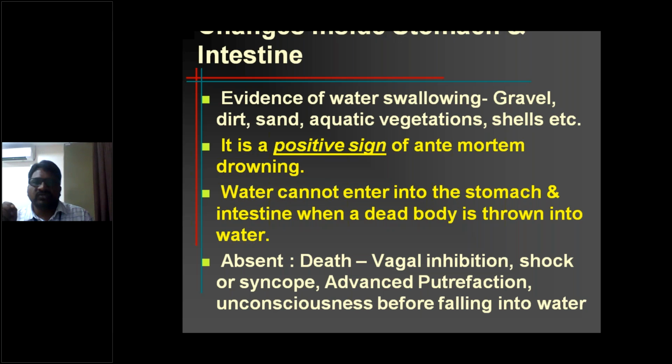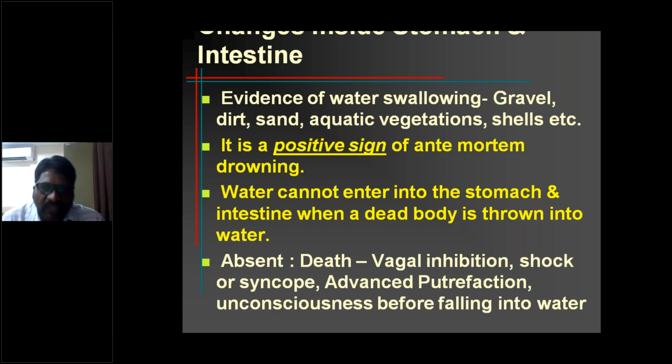It is a positive sign of the antemortem problem. So definitely it is the antemortem sign, swallowing and inspiration. These are all the antemortem things. So the presence of gravel and such in the stomach and intestine, you can say it is a positive antemortem sign. Positive antemortem signs we already discussed, and cadaveric exposure is also a positive sign of drowning.